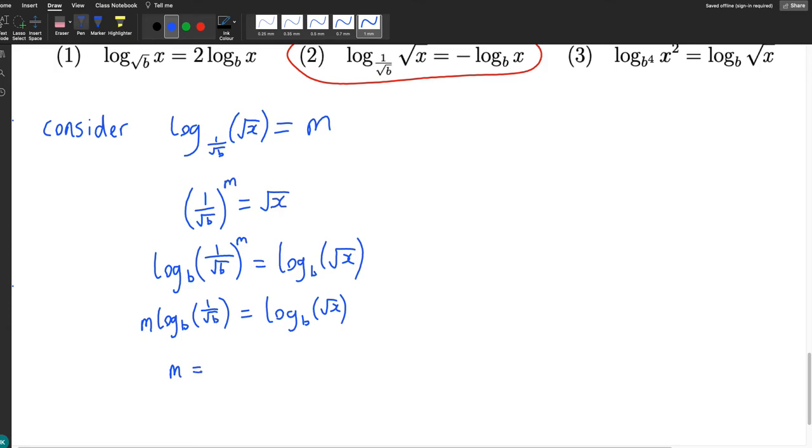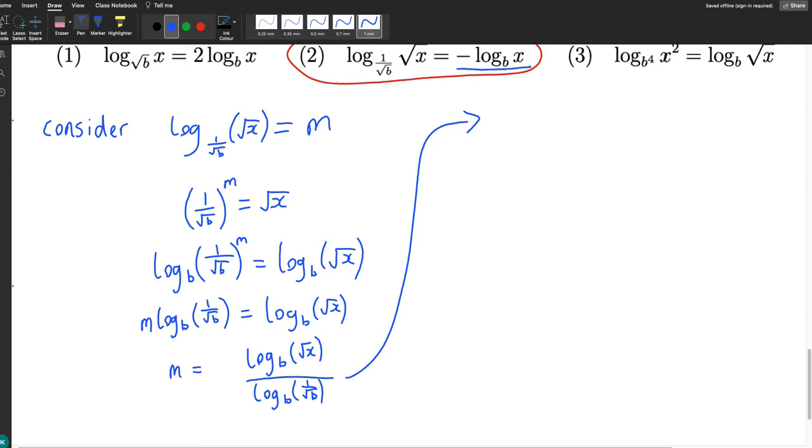So m is equal to log to the base b of root x over log to the base b of 1 over root b. Moving that up over here, I'm now going to change a few things. Notice that the thing I'm trying to prove is minus log to the base b of x, so in my top bit I can get an x out. Instead of writing square root x, I can write x to the power of a half over, and for the bottom bit, to write it in terms of b, because that's going to be useful, instead of 1 over the square root of b, I can write log to the base b of b to the power of minus a half.